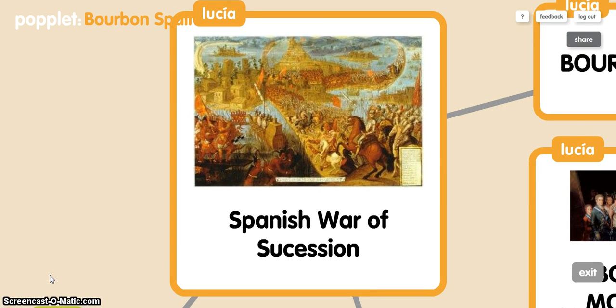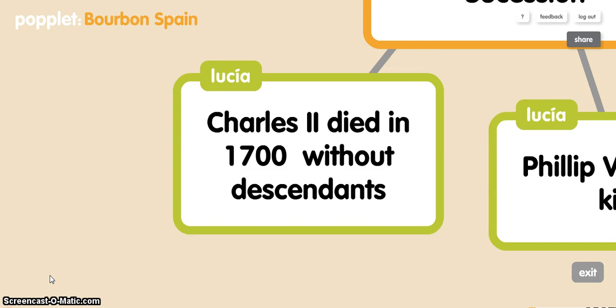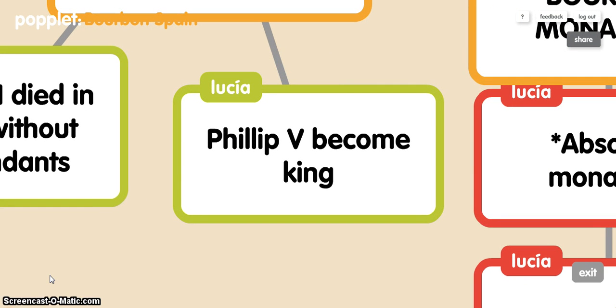Spanish War of Succession. Charles II died without descendants. Consequently, there was a dispute over the Spanish throne, which was claimed by two royal families, the French Bourbons and the Austrian Habsburgs. Between 1701 and 1714, European countries fought the Spanish War of Succession. When the war ended, the French claimant Philip V became king of Spain, and the Bourbon dynasty replaced the Habsburgs.